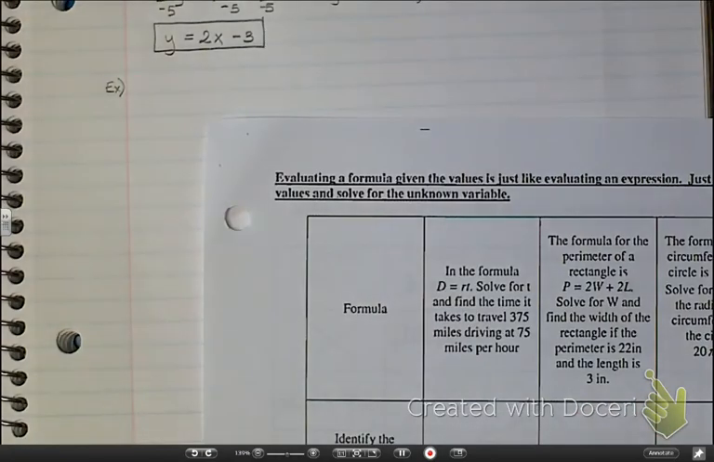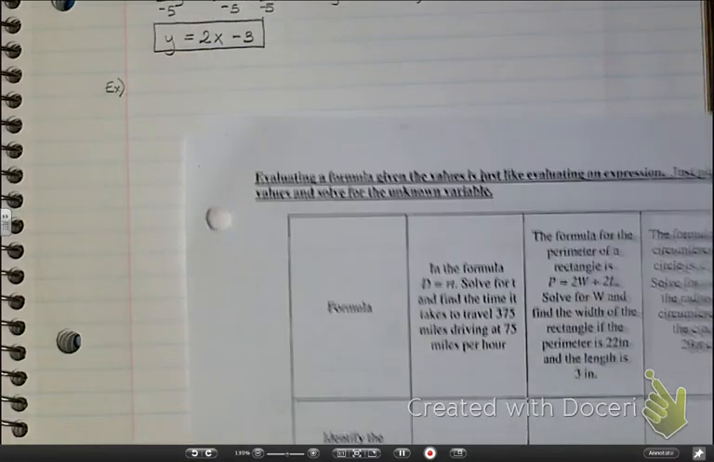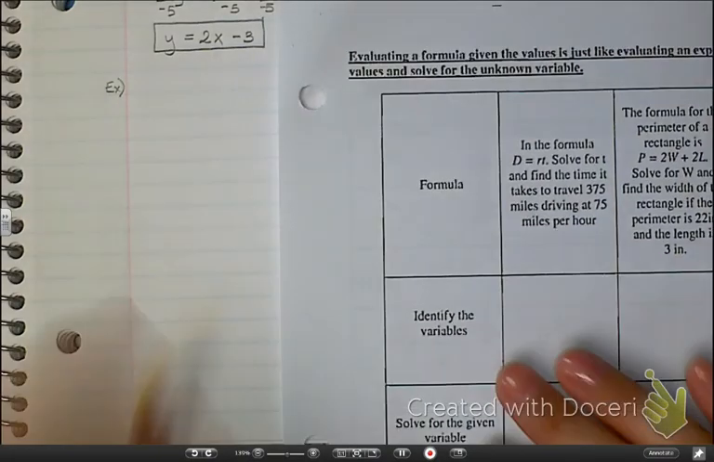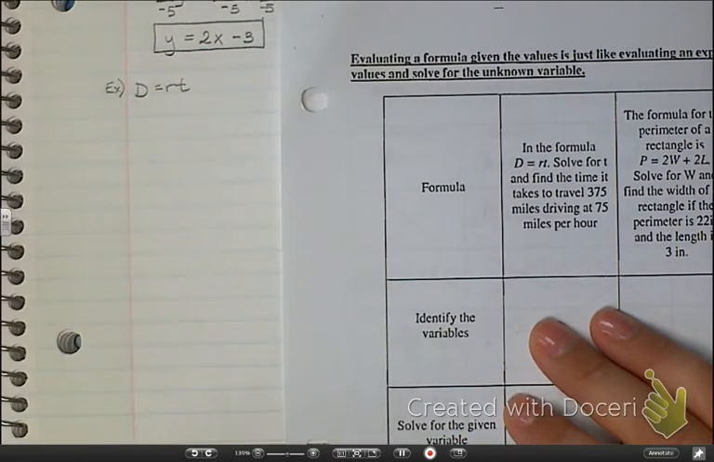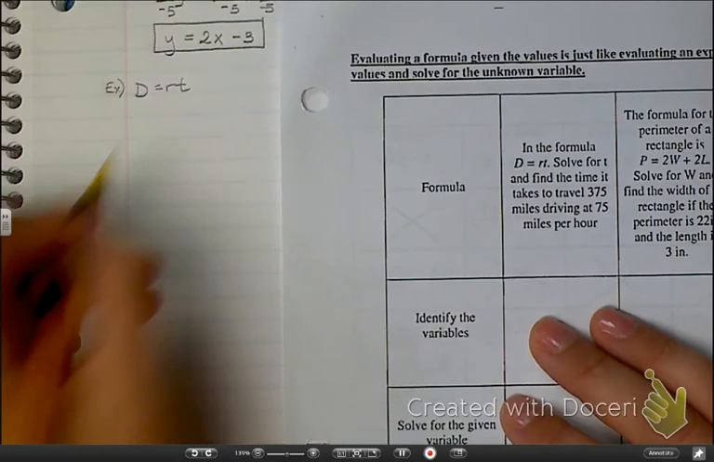All right, so evaluating a formula given the values is just like evaluating an expression. So we're going to do a combination of what we've been doing already today in the notes, and then we're going to take it one step further. So in the formula D equals RT, I'm just going to write down the formula, I'm not going to write down all those words. In the formula D equals RT, it says solve for T.